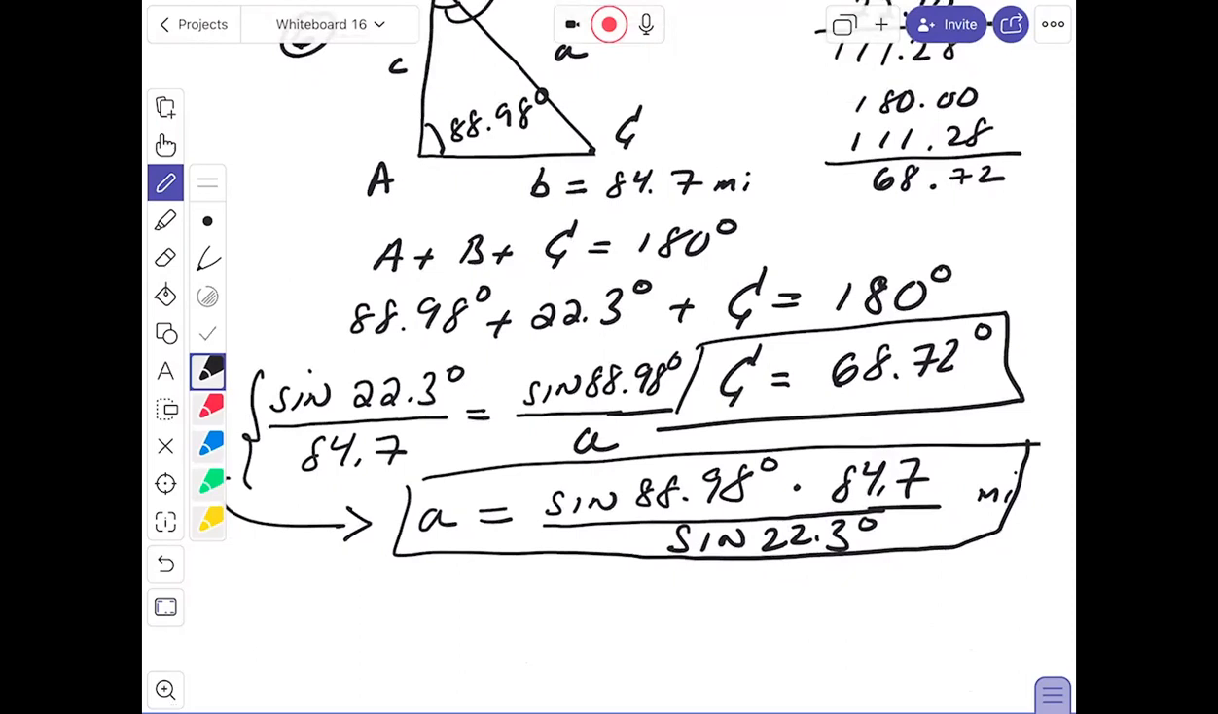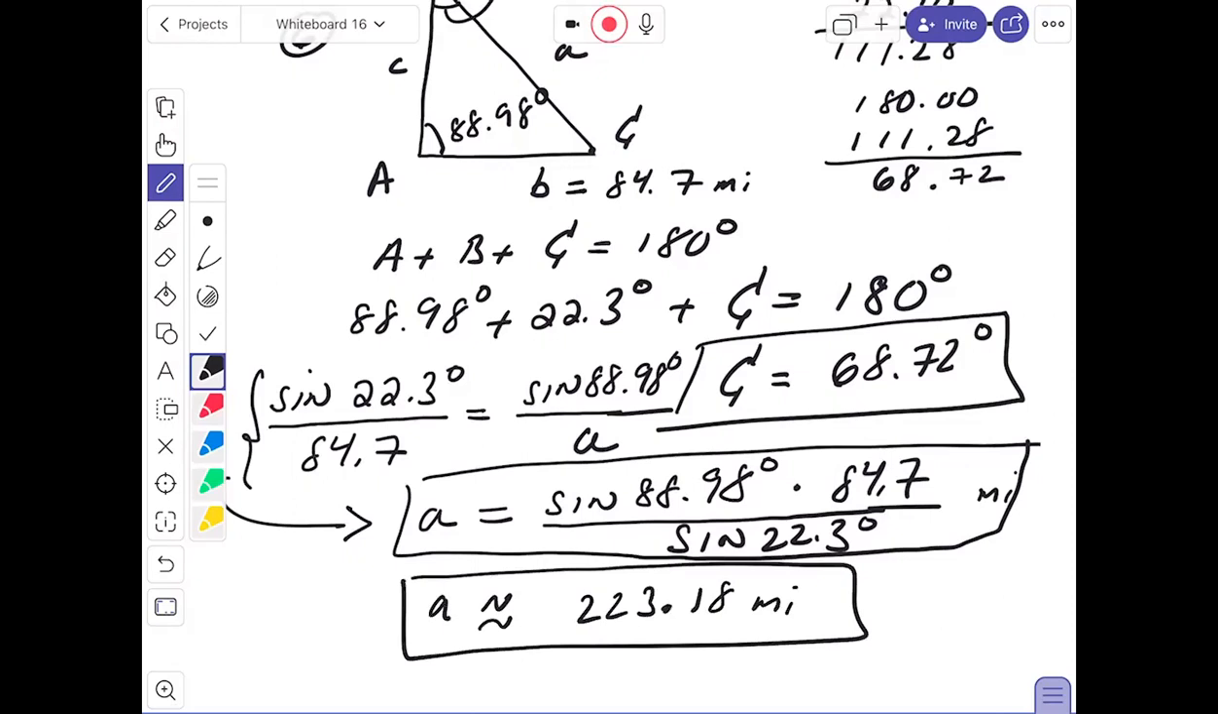So I'm going to write this over here: sine 88.98 times 84.7 divided by the sine. And one thing is I have an answer key. If I make a mistake, I'll know by looking at the key. At least I hope so, right? I'm going to do 2 decimal places again. It seems like they like 2 decimal places. 223.18. Okay, put a box on it. That's the approximate answer. We'll look at the key later.